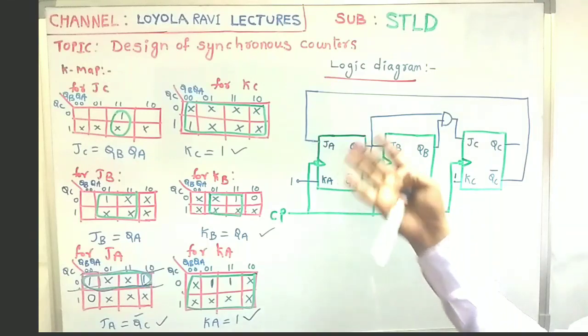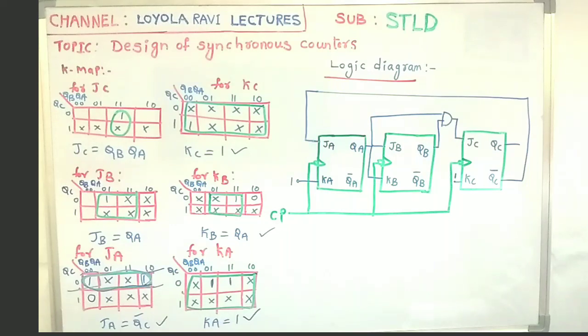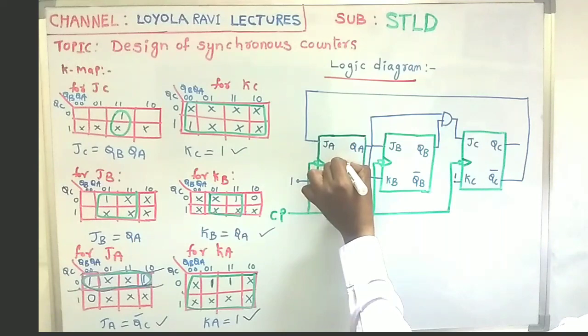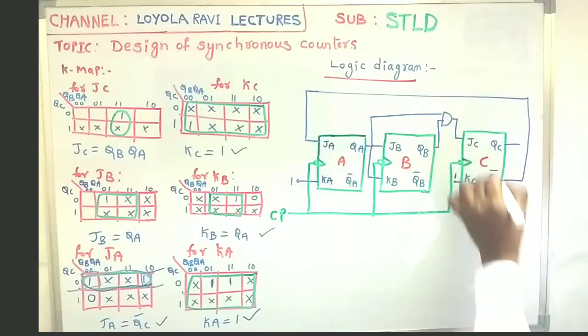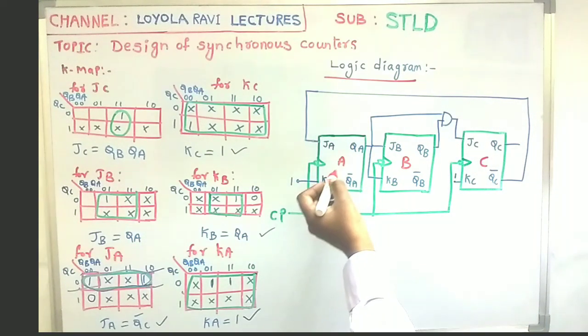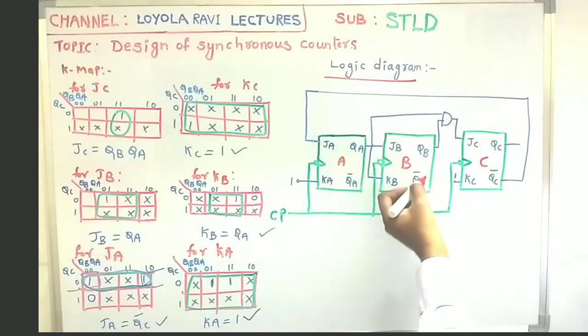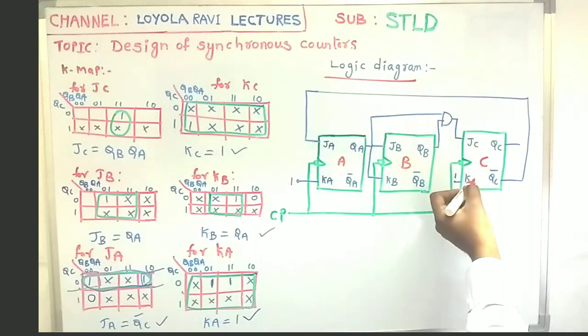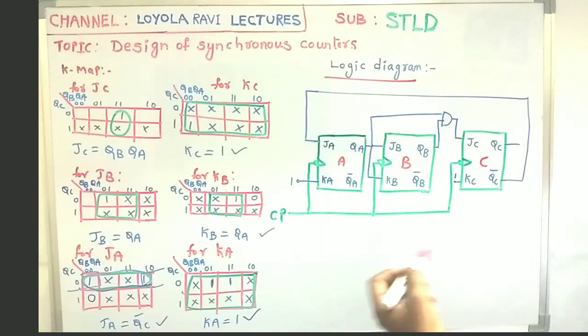Here how many flip-flops we have? For mod 5 counter we have 3 flip-flops. So from the steps, this is flip-flop A, flip-flop B and flip-flop C. 3 flip-flops we need. Okay. For A flip-flop, inputs are JA, KA, outputs are QA, QA bar. For B, JB, KB, QB, QB bar. And for C, JC, KC are the inputs, QC, QC bar are the outputs. So we know about JA, KA, JB, KB, JC, KC. So we have to connect those terminals.